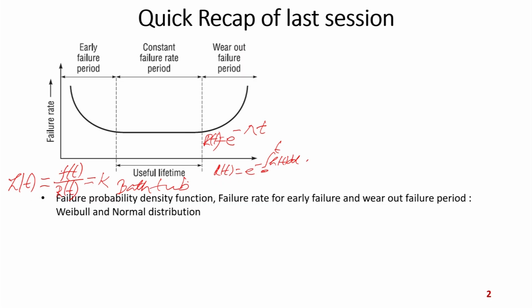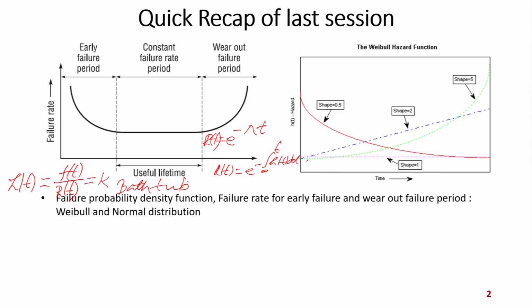What we have used especially here for f(t), the probability density function of failure, is the Weibull distribution function, which depends on the shape parameter, beta. Beta is equal to 0.5, then beta is equal to 2, beta is equal to 5, then beta is equal to 1. When beta is equal to 1, it represents the useful life where the failure rate is constant. When it is decreasing, the beta value is taken less than 1, and when beta is more than 1, it is rising.